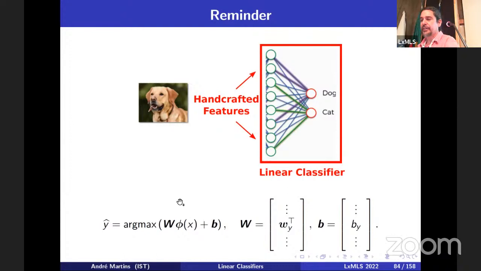And the linear classifier, assuming that we are working with multiple classes, more than 2 in general, we can write it by picking the index that refers to the label that maximizes the product of the weight matrix W and the feature vector phi of X plus the bias vector B. This matrix W has 1 row for every label, and each of these rows corresponds to a label-specific weight vector. And the bias vector B has 1 bias coefficient for every label.